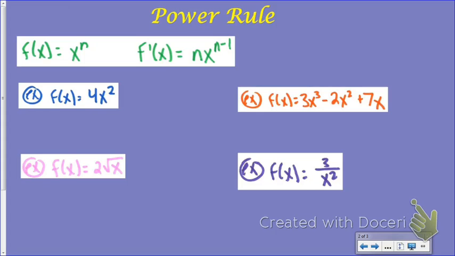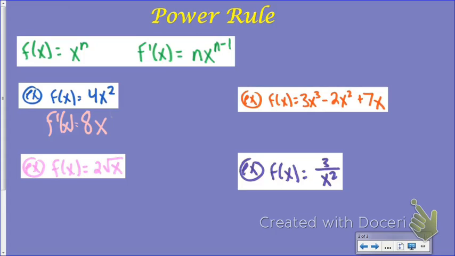If I have the function 4x squared, I take the exponent, I multiply it by the number in front, and then I subtract 1 from the exponent. And then I don't need to write that 1 exponent. We know x to the 1 power is just 1. So that means the derivative of the function 4x squared is 8x.